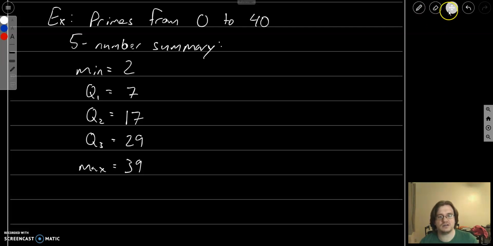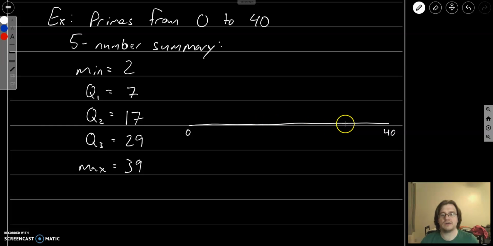So let's draw this as a box and whisker plot. So first of all, I'm going to have a line that'll stretch all the way from 0 up to 40. All of our data values live in this range. So let's cut this in half and in half again so that we have some reference points. So our minimum value is 2. So 2 is about here.